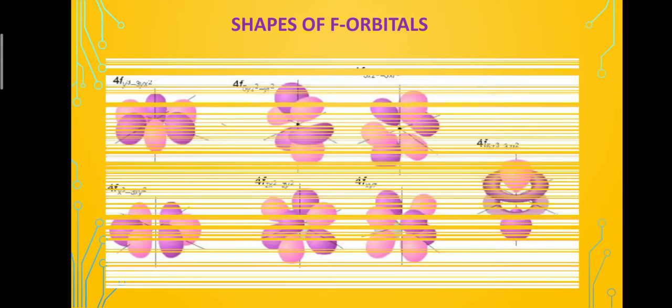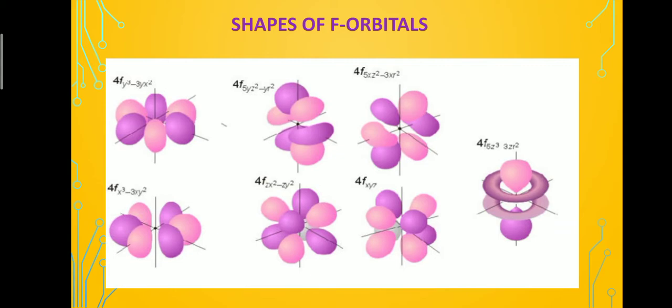So next one, f orbital. In an f orbital we have three nodal planes. Okay, we have three nodal planes in f orbital.